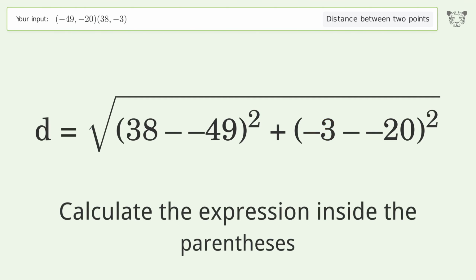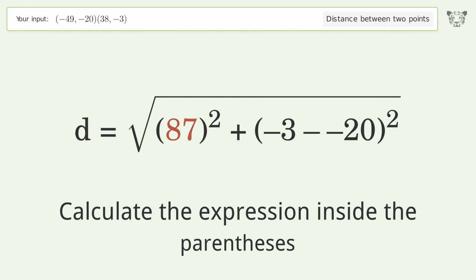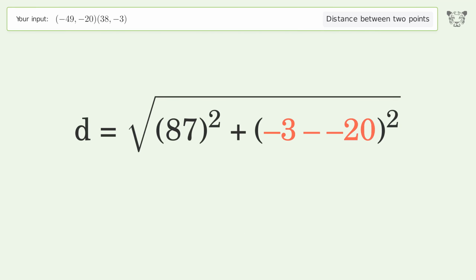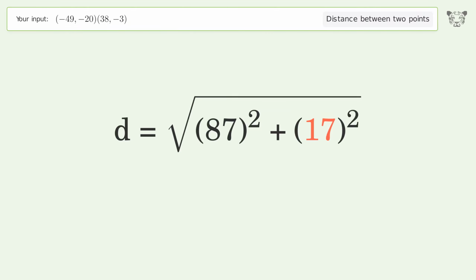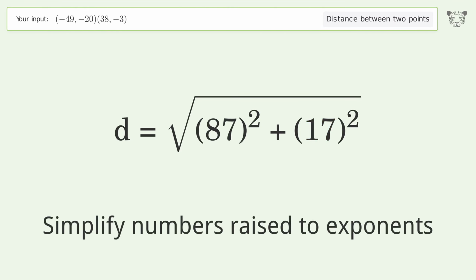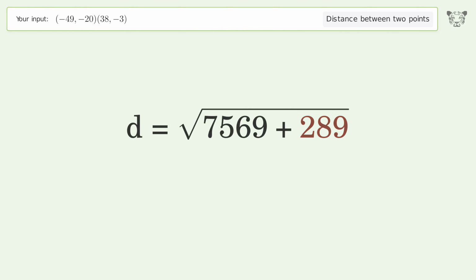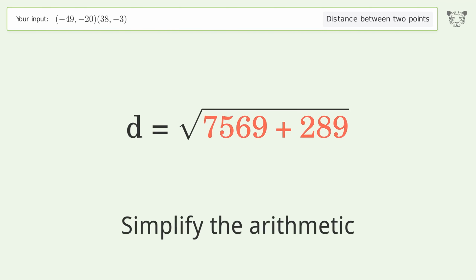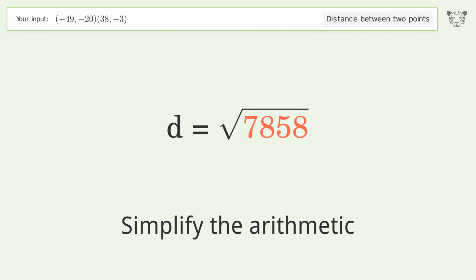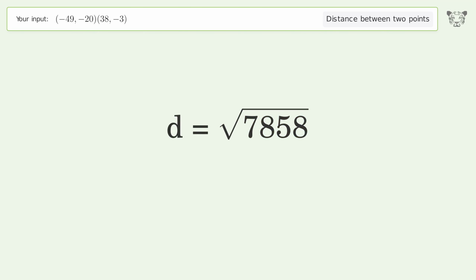Calculate the expression inside the parentheses. Simplify numbers raised to exponents. Simplify the arithmetic. And so the distance between the 2 points is the square root of 7,858, or 88.645.